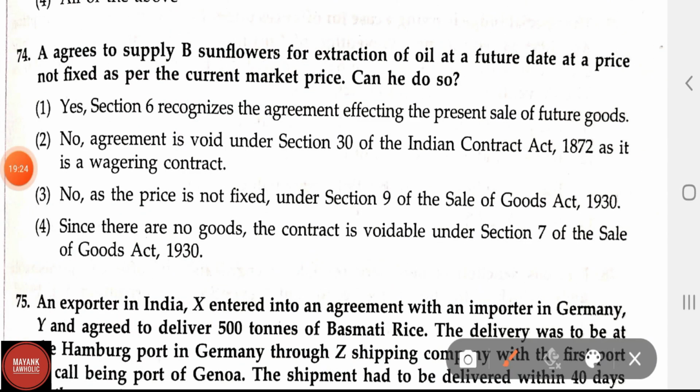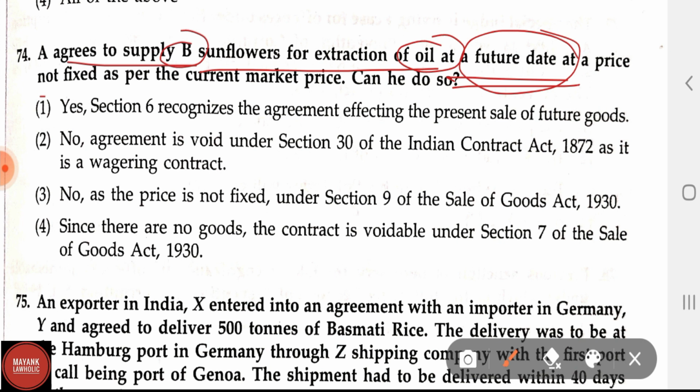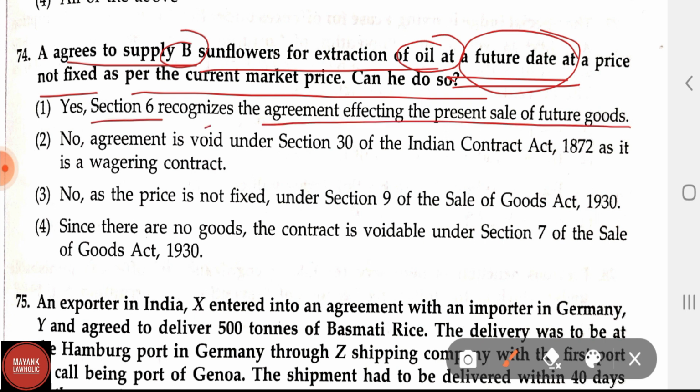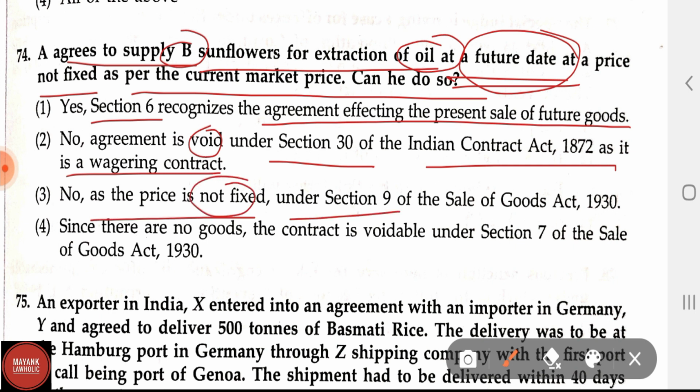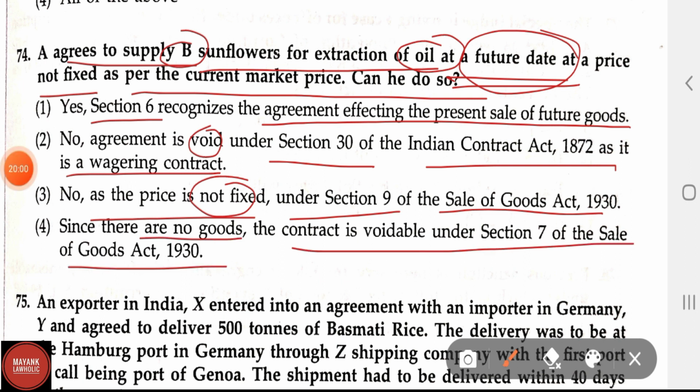Now let us see question number 74. A agrees to supply B sunflowers for extraction of oil at a future date at a price not fixed as per the current market. Can he do so? Options are: yes, section 6 recognizes the agreement affecting the present sale of future goods. No, the agreement is void under section 30 of the Indian Contract Act 1872 as it is a wagering contract. Option 3, no, as the price is not fixed under section 9 of the Sale of Goods Act 1930. Option 4, since there are no goods, the contract is voidable under section 17 of the Sale of Goods Act 1930.